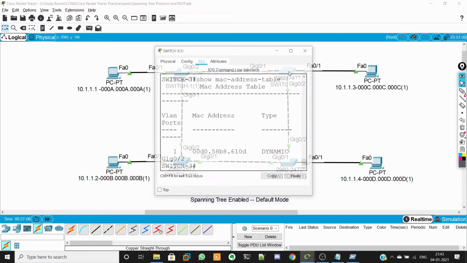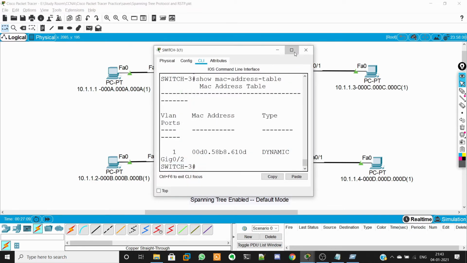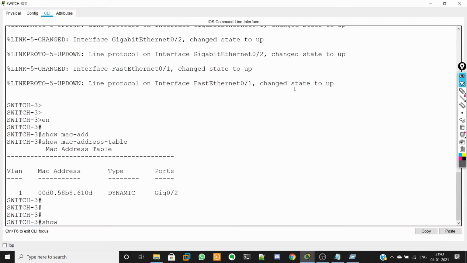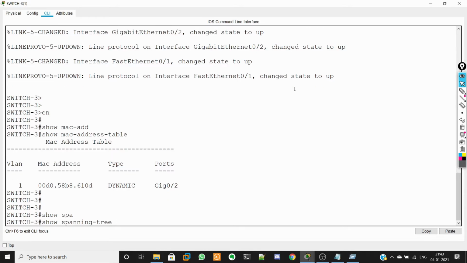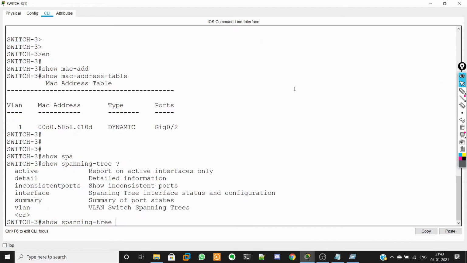Now let me show the interface cost in the switch. To see the spanning tree details, you can use the single command show spanning-tree and you can give the question mark. It will give you the list of options. You can choose which option you want.